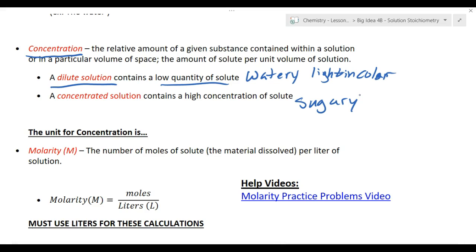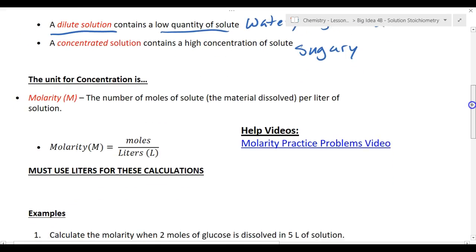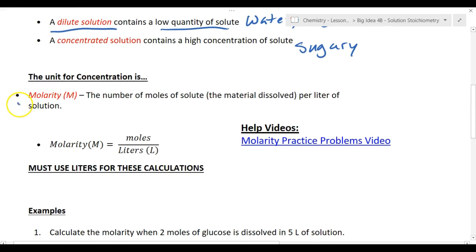Now, it wouldn't be chemistry if you didn't have a unit to measure this. We love our units. So our unit to measure this for this unit is going to be molarity. Molarity is the chemical unit for concentration. All that means is the number of moles of solute per liter of solution. Now it's not moles of solute per solvent. It's moles of solute per liter of the total solution.